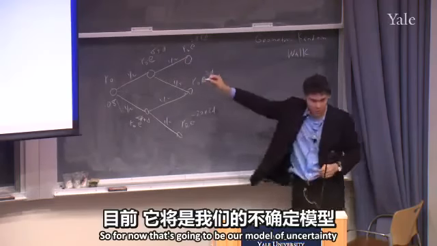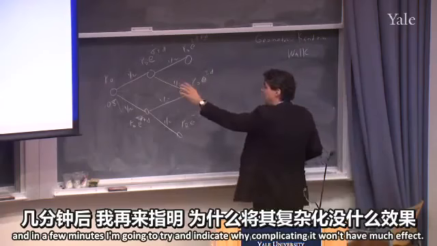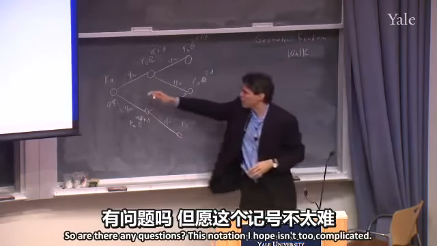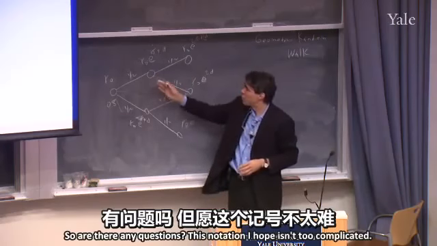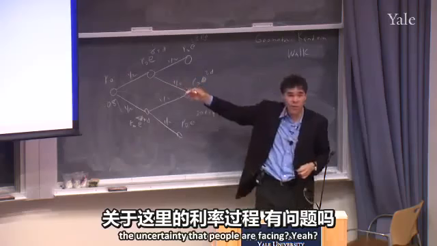Okay, so for now, that's going to be our model of uncertainty, and in a few minutes I'm going to try and indicate why complicating it won't have much effect. Okay, so are there any questions? This notation, I hope, isn't too complicated. Are there any questions about the interest rate process, I'm assuming, the uncertainty that people are facing?